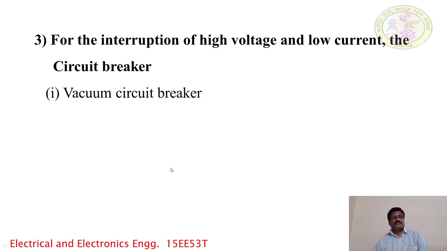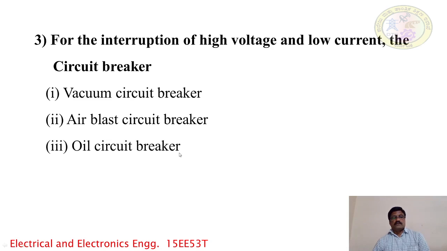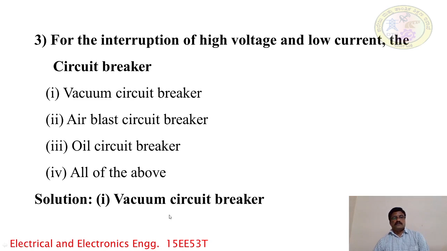The second question: for interruption of high voltage and low current, the circuit breaker used is... The first option: vacuum circuit breaker, oil circuit breaker, air blast circuit breaker, or none of the above. Second option: air blast circuit breaker, oil circuit breaker, and none of the above. So for the interruption of high voltage and low current, definitely the vacuum circuit breaker.